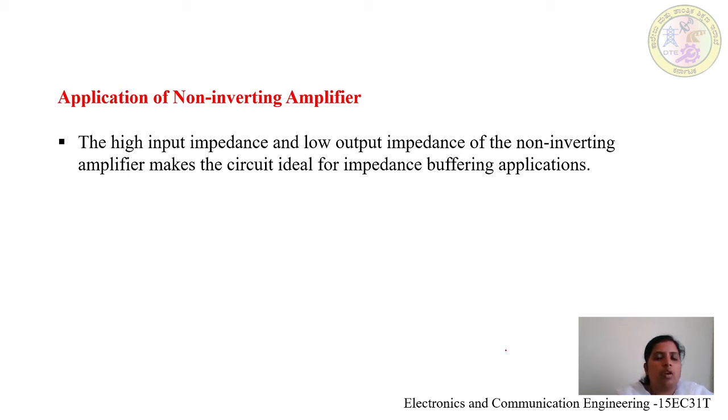In the circuits where we have impedance buffering applications, we can use the non-inverting amplifier, because of the high input impedance and the low output impedance, which are characteristics of the operational amplifier. So ideally, practically we will have the high input impedance and low output impedance. So we can make use of this non-inverting amplifier in impedance buffering circuits. So this is regarding the non-inverting amplifiers.